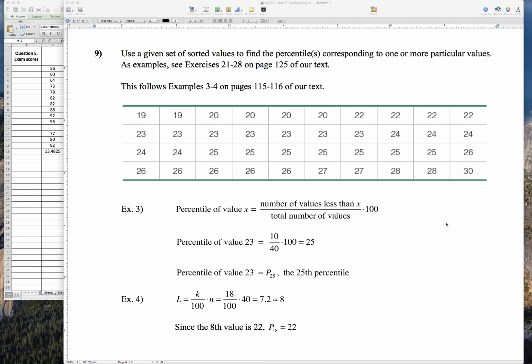This example, by the way, is also shown in the slides for section 3.4 that I posted on our website. So we divide 10 by 40 and we multiply by 100, and that gives us 25. So the percentile value of 23 is P subscript 25. P subscript 25 means the 25th percentile.